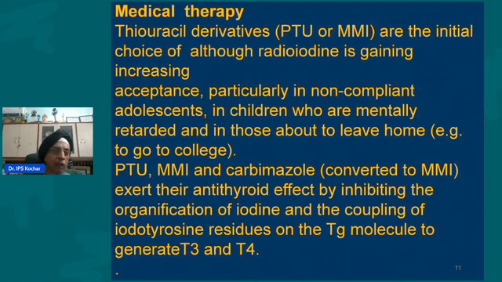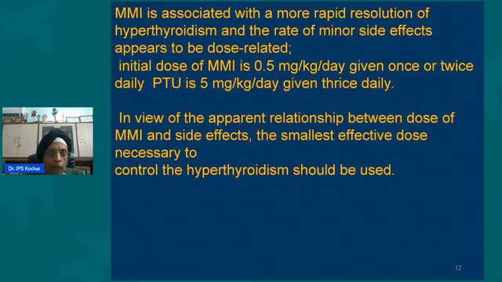So you will not have thyroxine production. You're not going to have T3. T3 acts on the tissue level, T4 also. So nothing is being produced. Obviously, that means the level in the blood will become less. So when the level in the blood becomes less, symptoms also become less. The only thing is that when you use methimazole, the more it is, the resolution of hyperthyroidism is faster, and the rate of the side effects is dose related.